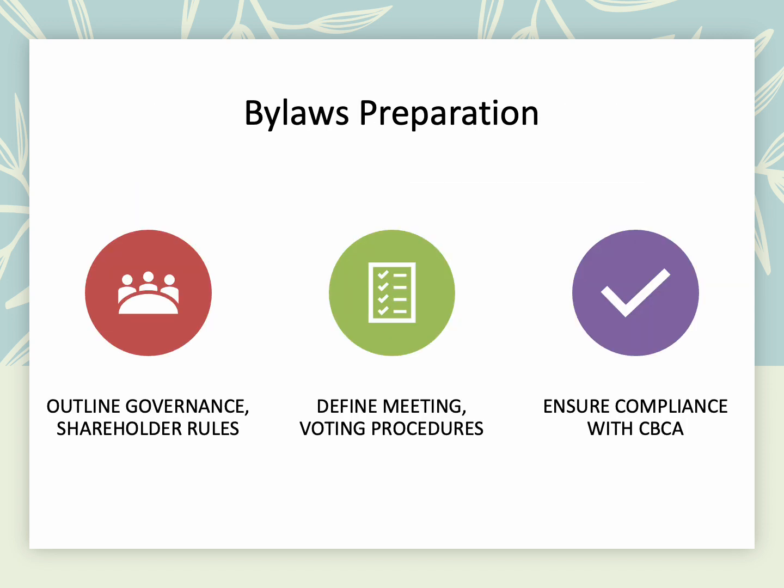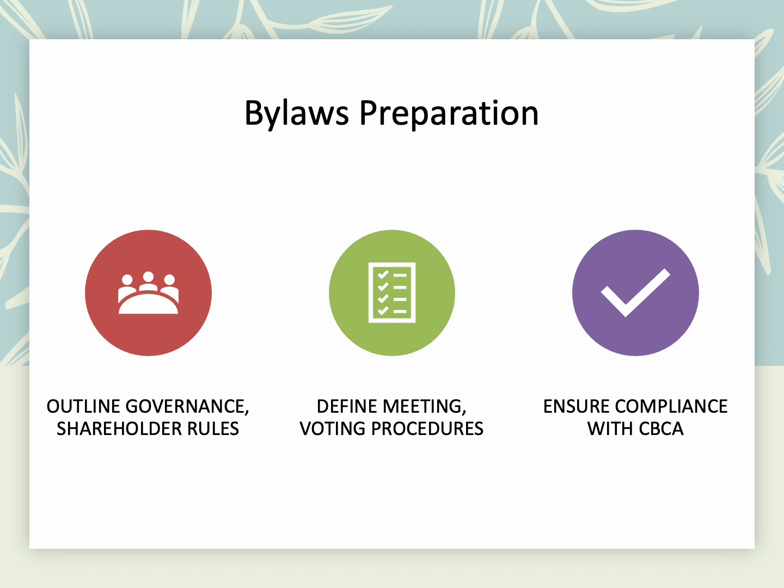Following required documents, let's discuss bylaws preparation for for-profit corporations in Canada. Bylaws outline governance, such as board elections, shareholder rights, and meeting procedures, e.g., annual general meetings. For example, a corporation like Shopify specifies shareholder voting rules in its bylaws. These must comply with the CBCA federally or provincial laws, ensuring legal clarity.